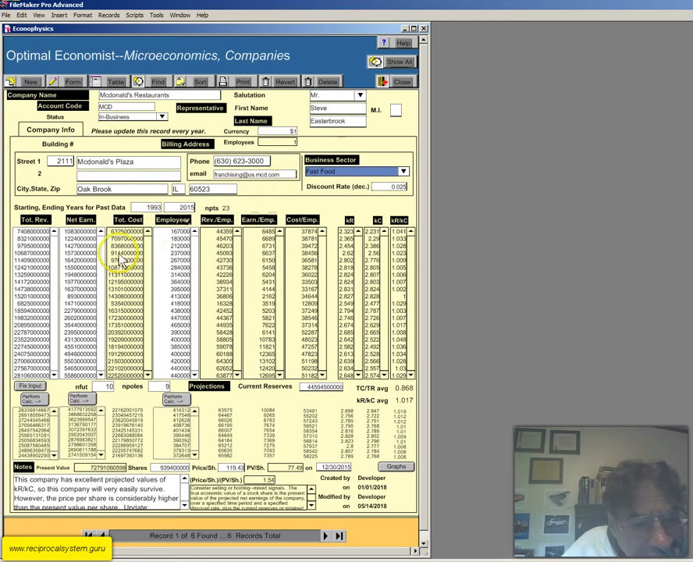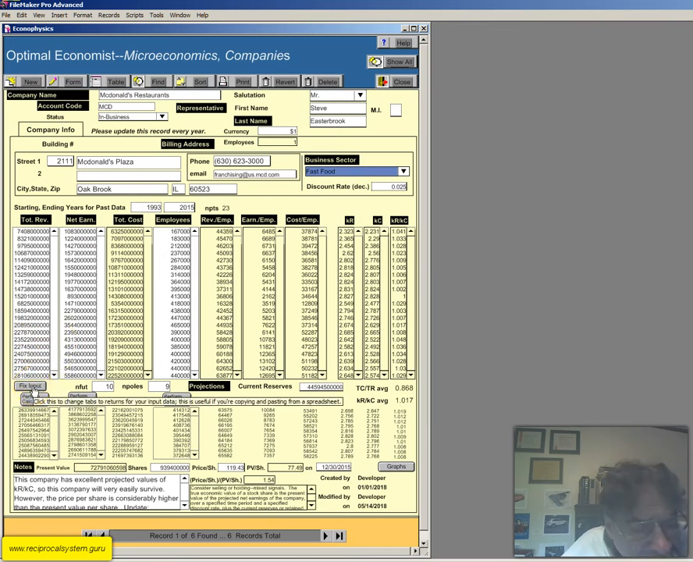You can see the data here. What I did, I originally put this in a spreadsheet, then I imported the spreadsheet into the database here. So the starting and ending years for the past data, 1993 to 2015, the number of data points is 23. So this is total revenue here.